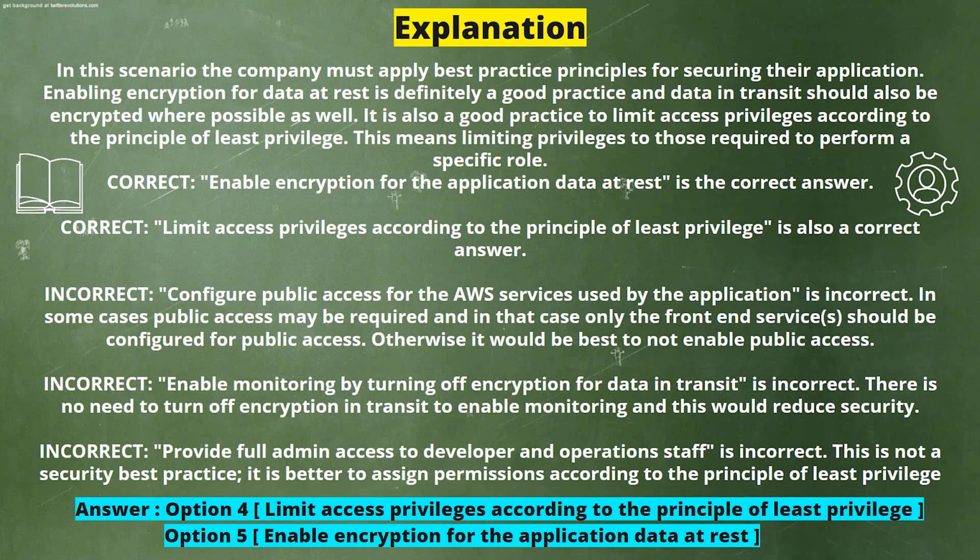Incorrect. Enable monitoring by turning off encryption for data in transit is incorrect. There is no need to turn off encryption in transit to enable monitoring, and this would reduce security. Incorrect. Provide full admin access to developer and operations staff is incorrect. This is not a security best practice. It is better to assign permissions according to the principle of least privilege.